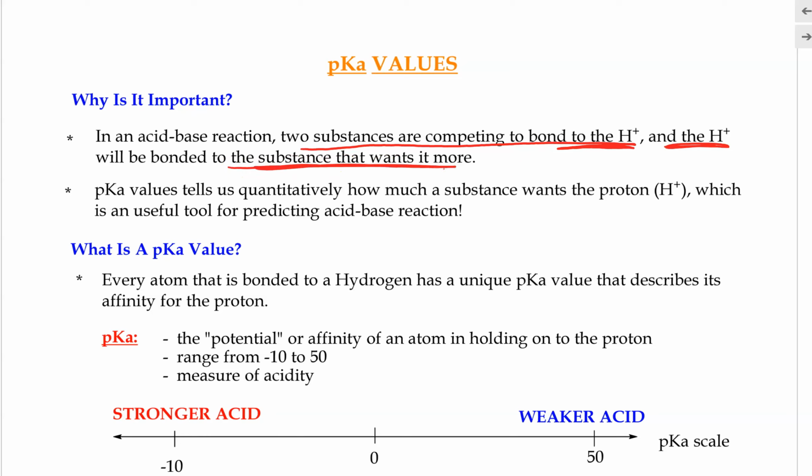That is basically how this reaction will proceed. The hydrogen will be bonded to the substance that wanted it more. Therefore, we want to know which substance wants the proton more, and that is exactly what the pKa value tells us. It tells us quantitatively, which is very powerful, how much a substance wants the proton, and therefore it is very useful in predicting the product of an acid and base reaction.